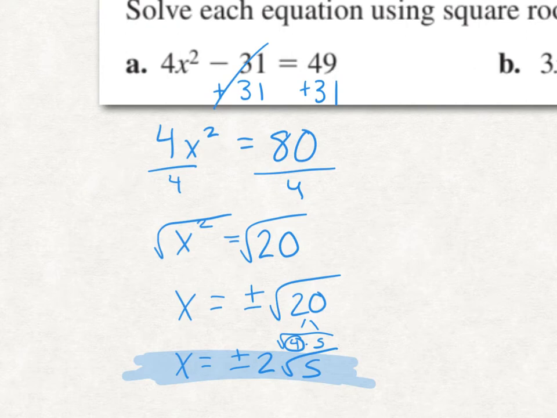So we can only solve it this way when we don't have an x term, and we can combine our like terms.